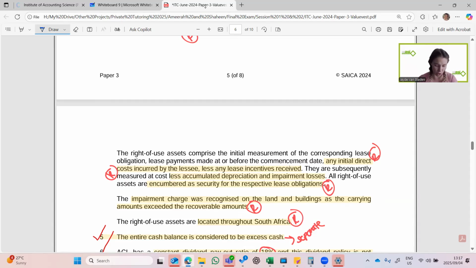And then with the impairment charge, there's a risk because it's only on land and buildings. So there's a chance, because we have these inexperienced staff members, that there should be impairment recognized on other right of use assets as well. Okay, and then the right of use assets are located throughout South Africa, could potentially link that to a control risk, that the controls are not applied effectively or consistently across all of the different locations. Okay, and then that one you could link to basically any of the assertions. Okay, so I hope that helps with ROMM.